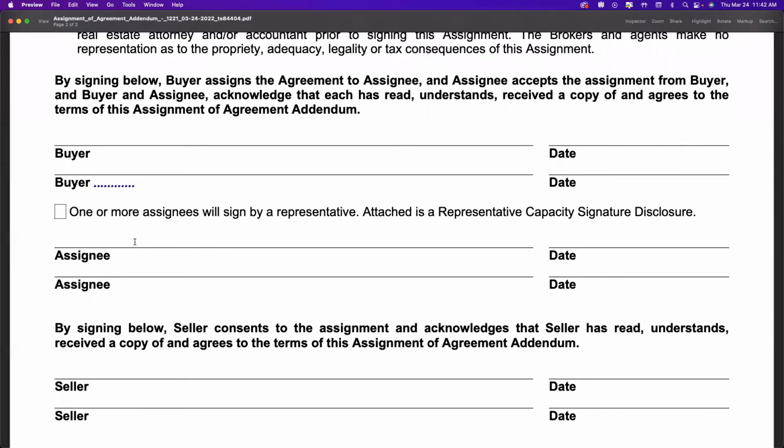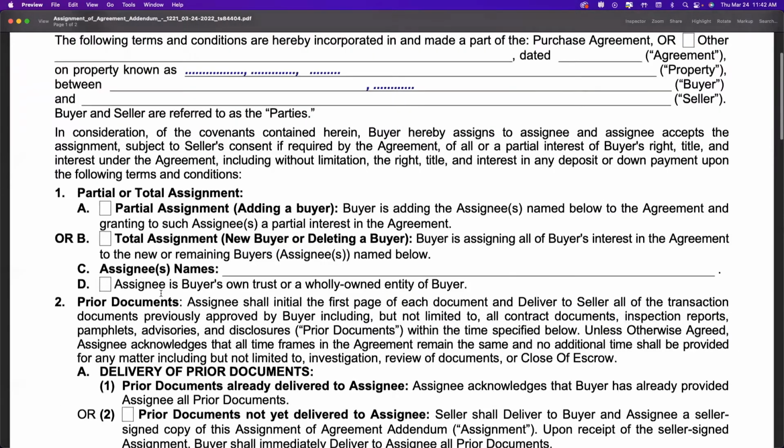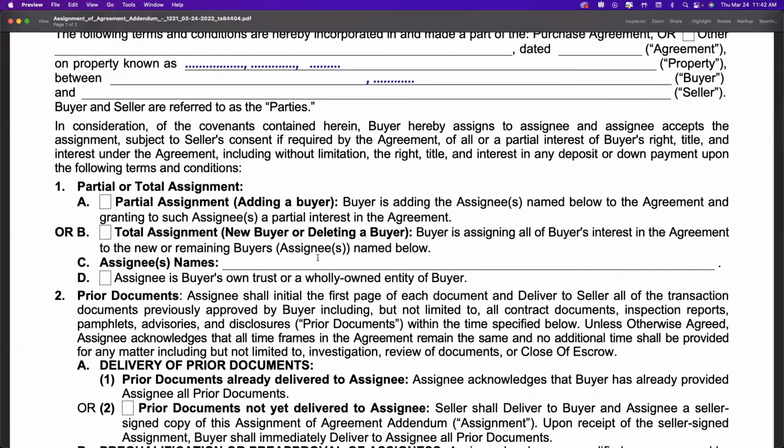Isn't that considered a partial assignment, what you just said? No, that is a total assignment. A partial assignment is only when I'm adding a buyer. A total assignment is when I'm transferring it to any other buyer besides the original buyers. So you see right here: total assignment, new buyer or deleting a buyer; partial assignment, adding a buyer.